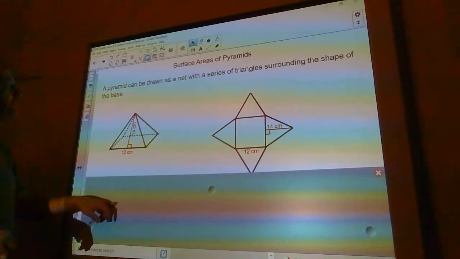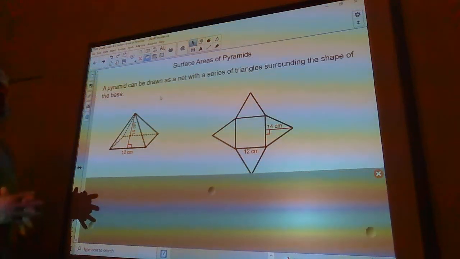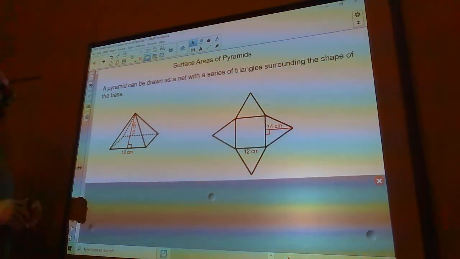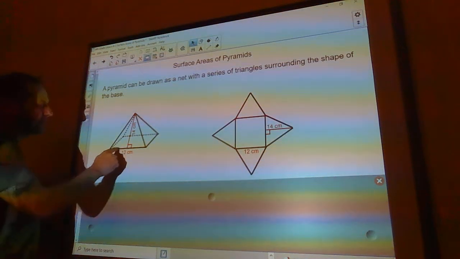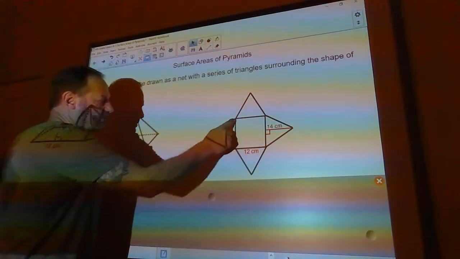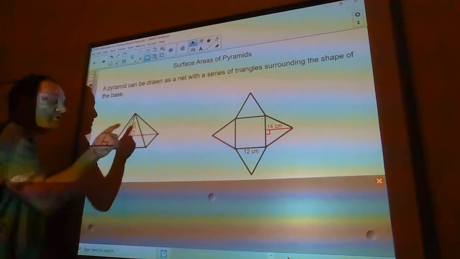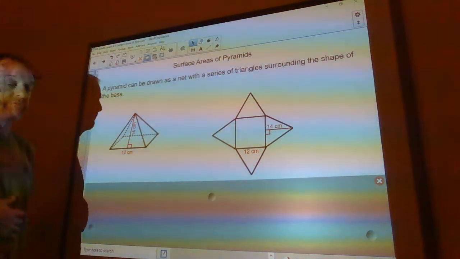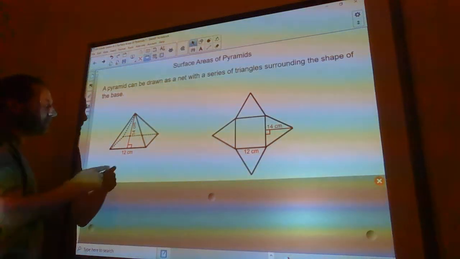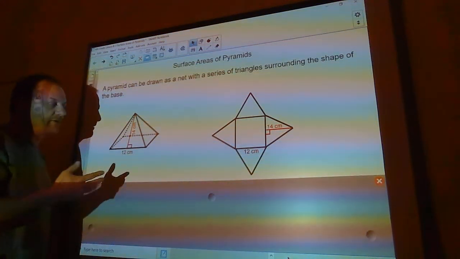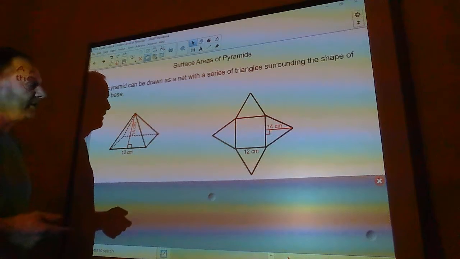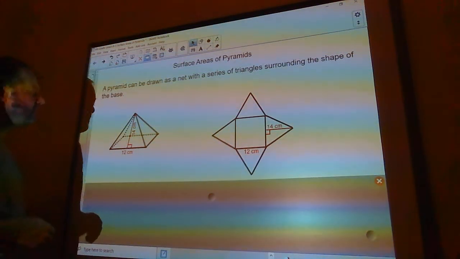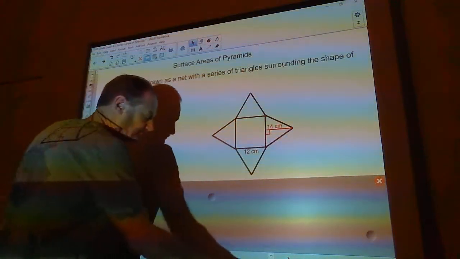So a pyramid can be drawn as a net, just like a prism can, except the base is whatever shape the base is. In this case it's a square, so here's my square, and then it's surrounded by a bunch of triangles. You're going to have to know the triangle area formula for sure, and then be able to find the area of a rectangle or a square, parallelogram, whatever the base could be.